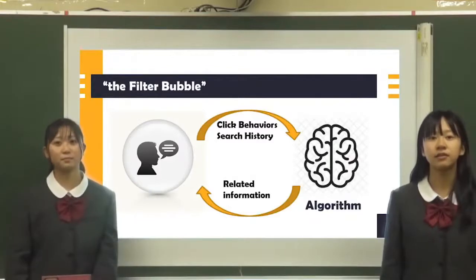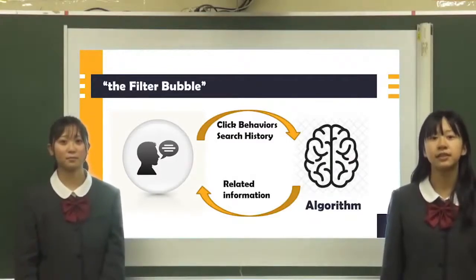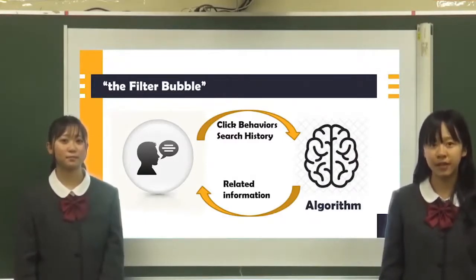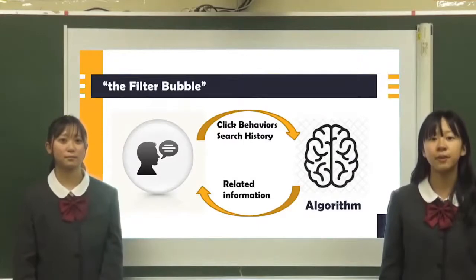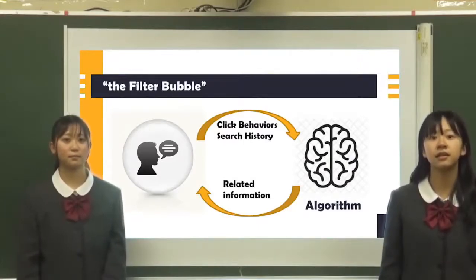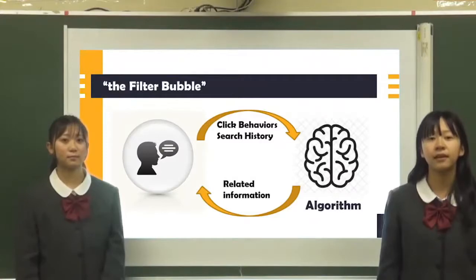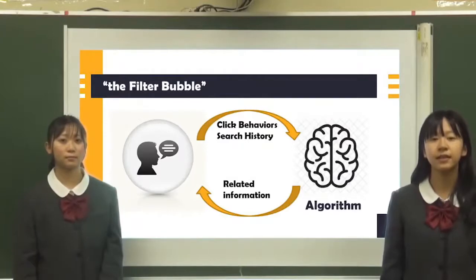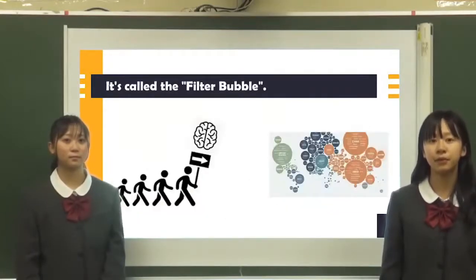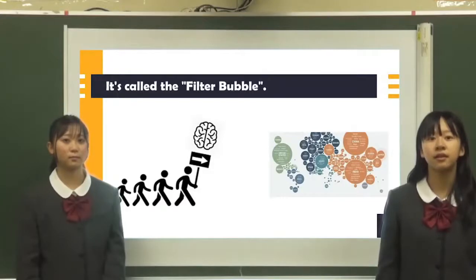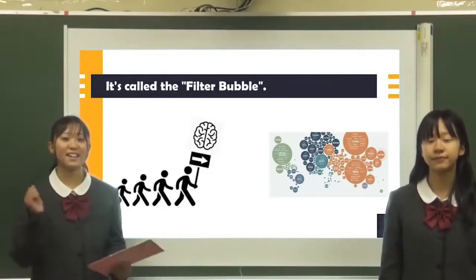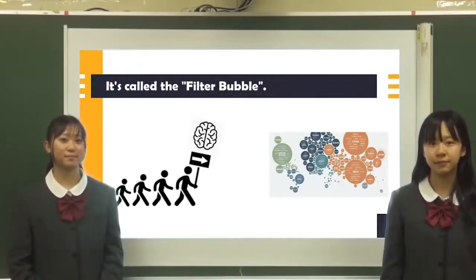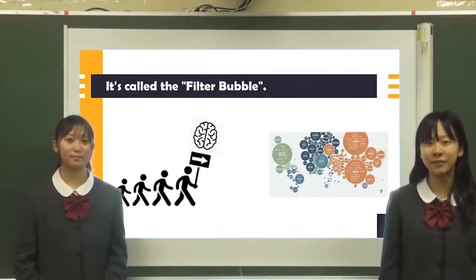Algorithm learns our click behaviors, search and browsing history. It gives us related information. It shows only information or news that we are interested in. As a result, we are only surrounded by limited information. This situation is called filter bubble because it's as if we are locked in a bubble. I see. It's like we are inside the bubble. Let's see some examples. How about you, Taiwanese friends?